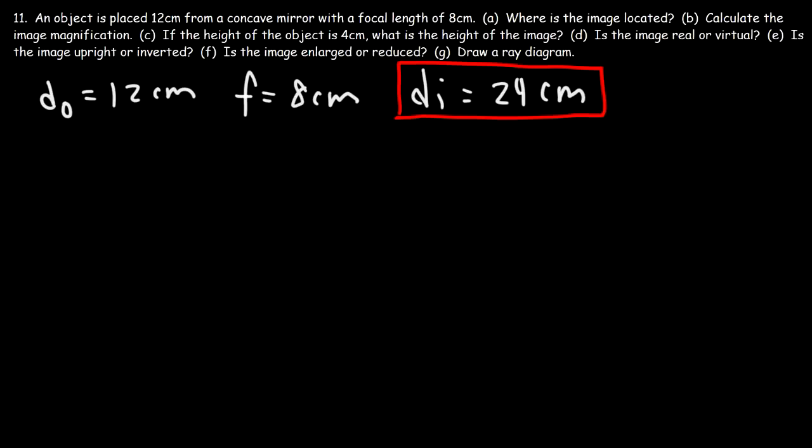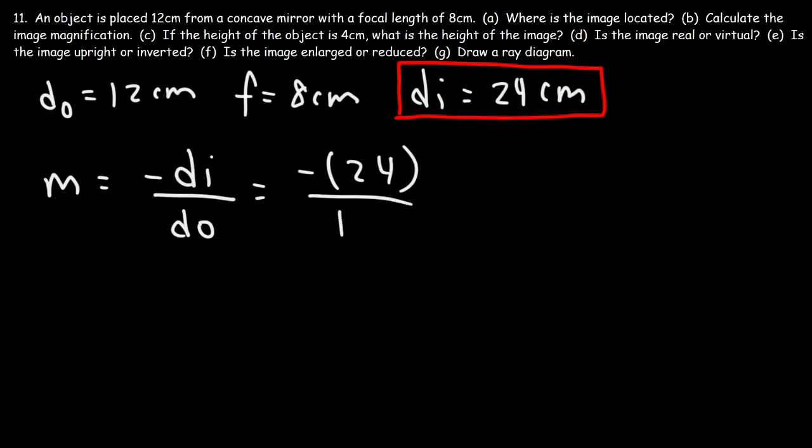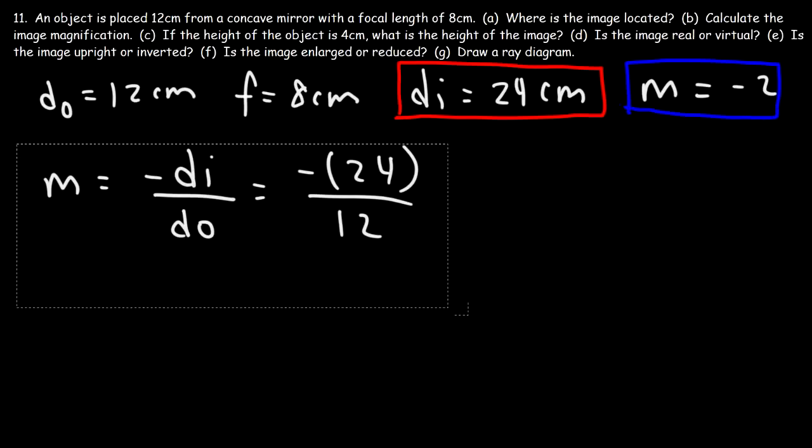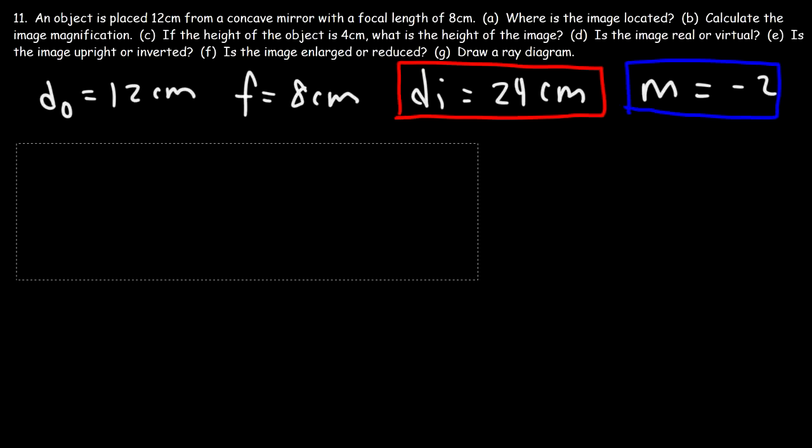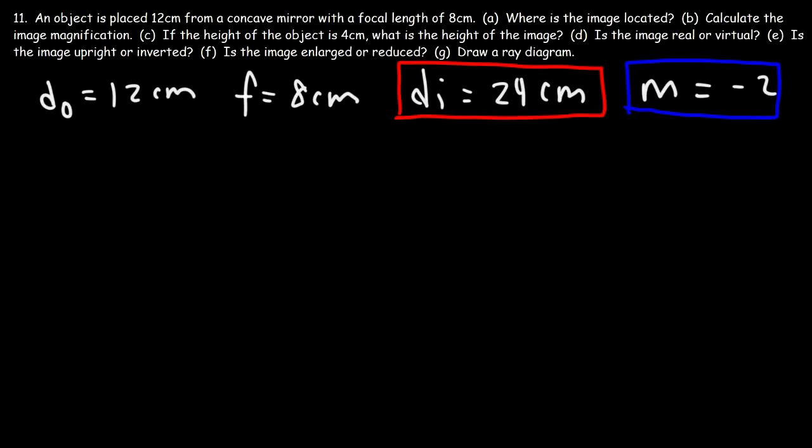Calculate the image magnification. The magnification can be calculated using this formula. It's negative DI divided by DO. So it's going to be negative 24 divided by 12. So in this case, the magnification is negative 2. So that's it for part B. Now, part C, if the height of the object is 4 centimeters, what is the height of the image?